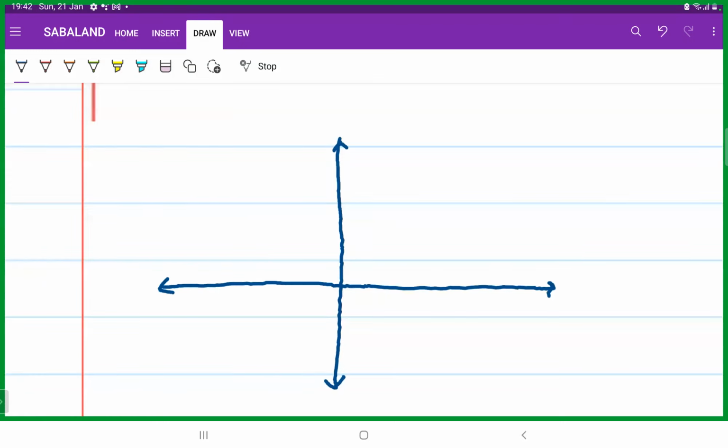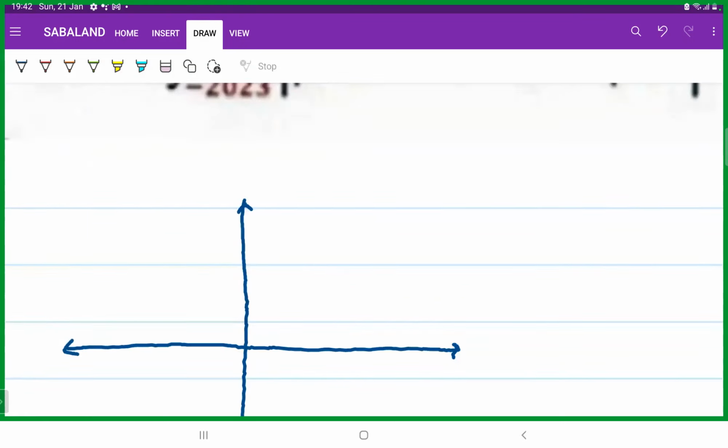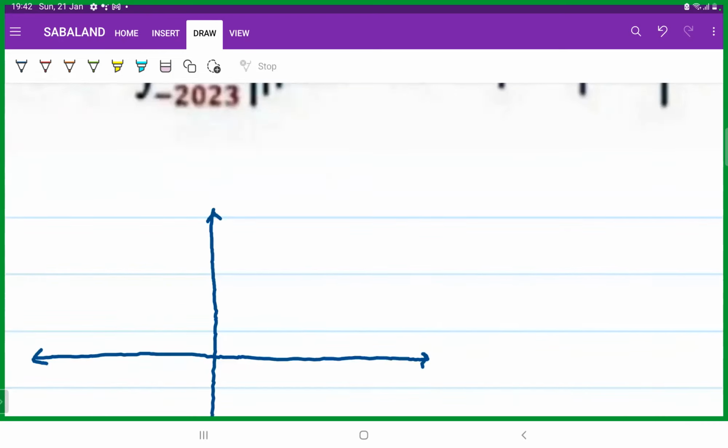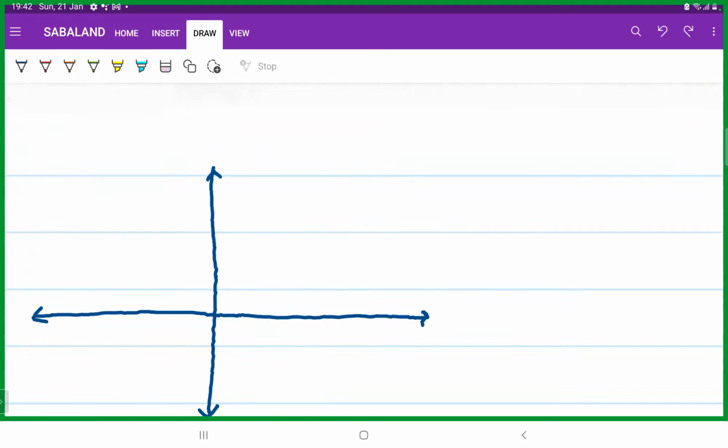Okay. So first, let's start from the very interior of this function. We have got mod x minus 1 over here. Mod x minus 1 is the first thing which we have to draw. So mod x is this graph. So mod x minus 1 will be one step below in the y-axis, right? So it will look something like this. This is what it will look like.